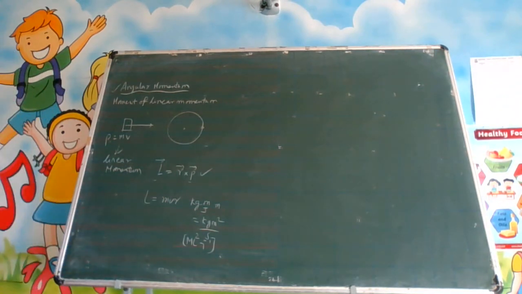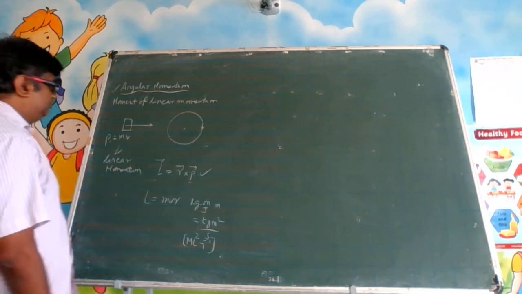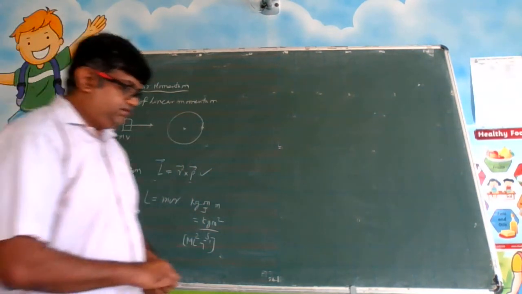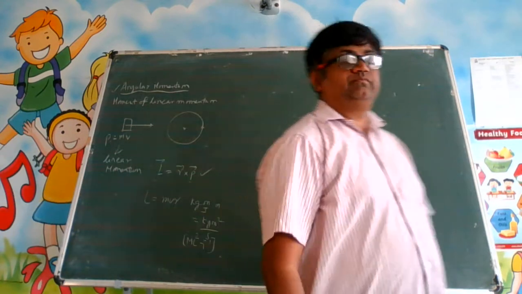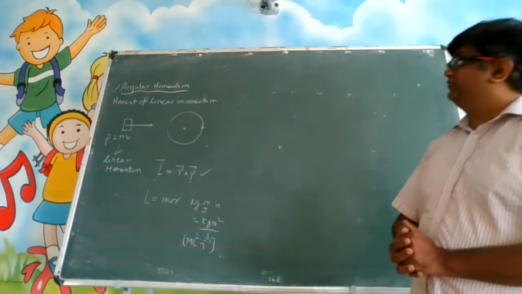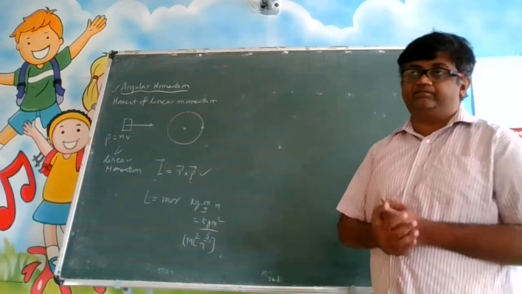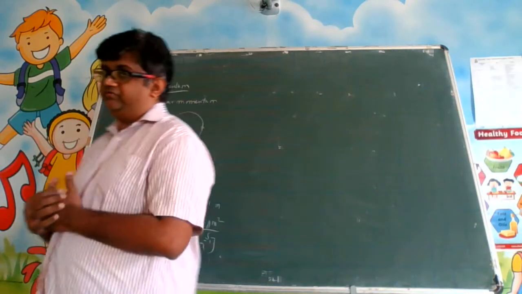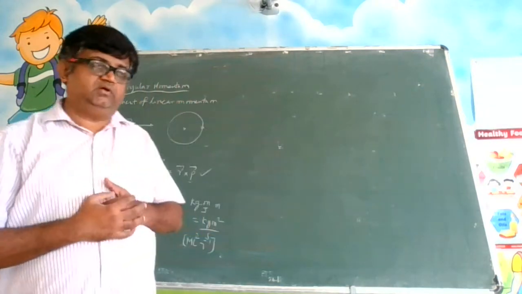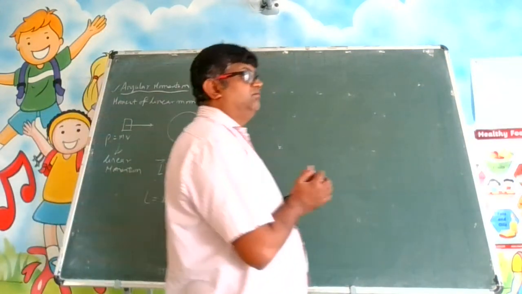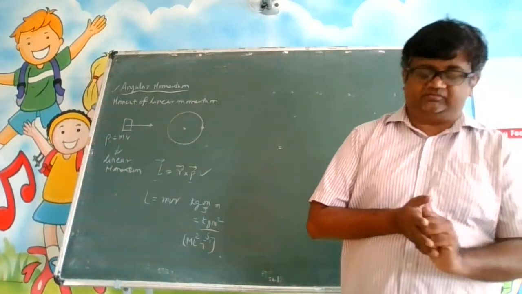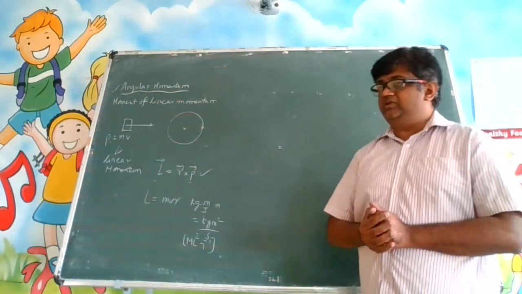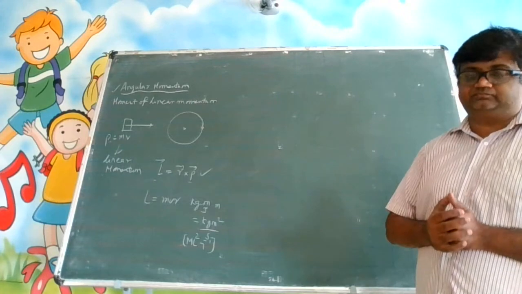Now, let us see the law of conservation of angular momentum. When a particle is rotating in, let us say, a circular fashion, I told you that there must be a torque acting on the system. Now, let us say on the system there is no external torque.